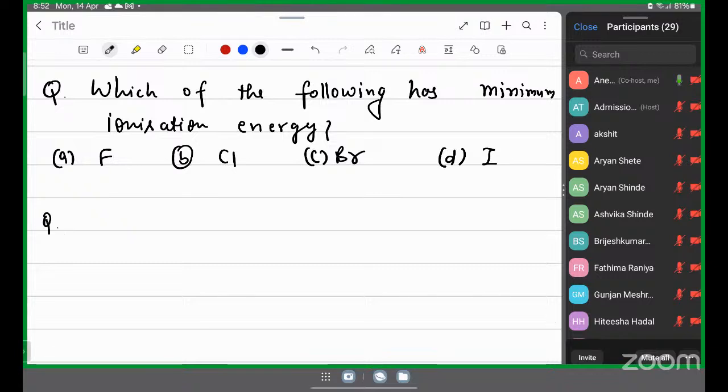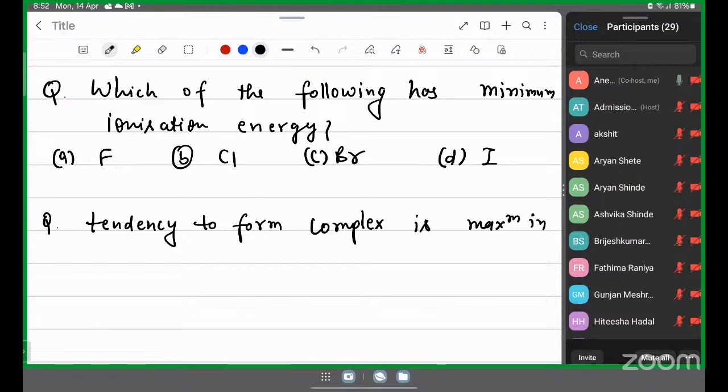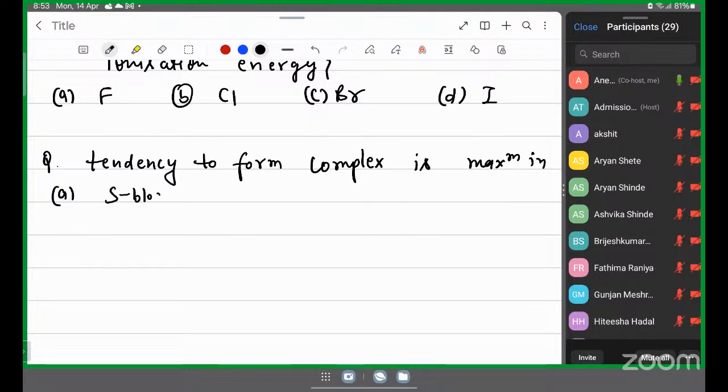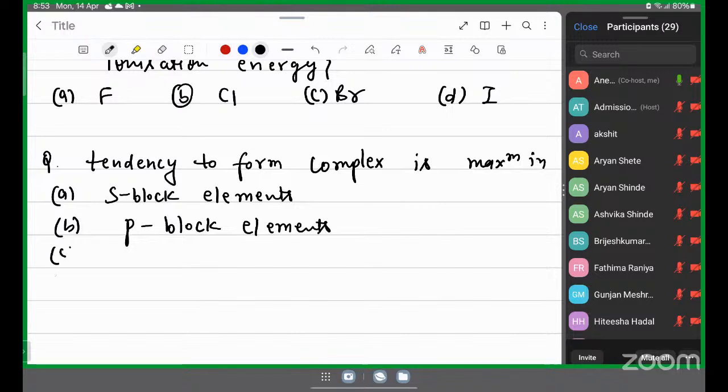Next question is, the tendency towards complex formation is maximum in, tendency to form complex is maximum in option A S block elements, option B P block elements, option C D block elements, and finally option D none of these. Yes, anyone answer?